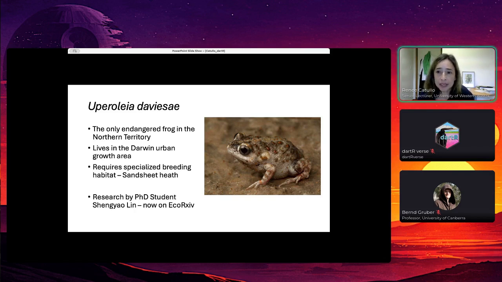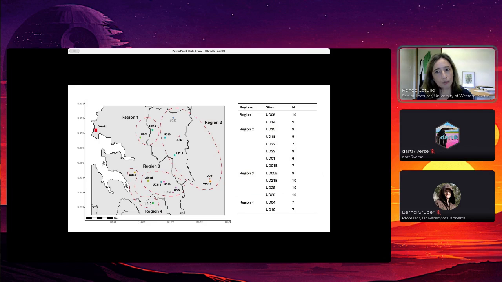And it requires a very specific habitat type called sandsheet heath, which is a habitat that I suspect should be listed as a federally listed endangered ecosystem. And so this is all work done by my research student, Sheng Yao, who's sitting in here in WA. And we went up to Darwin, and what you see, this is Darwin there.